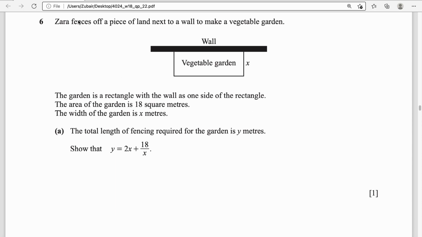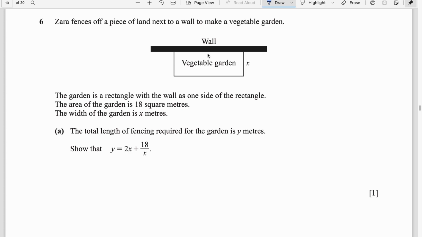Question number 6. There are fences of a piece of land next to a wall to make a vegetable garden. The garden is a rectangle with the wall as one side of the rectangle. The area of the garden is 18 square meters. The width of the garden is x meters. The total length of the fence required for the garden is y meters. Show that y is equal to 2x plus 18 by x.